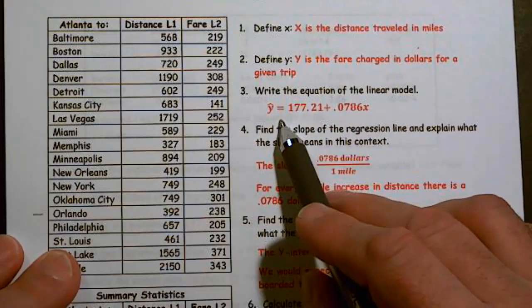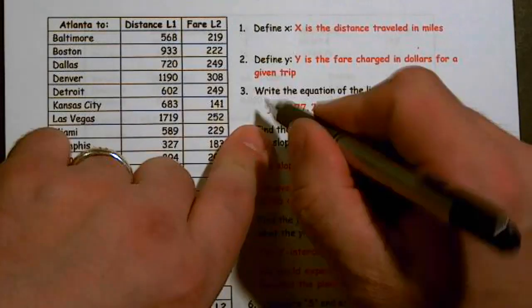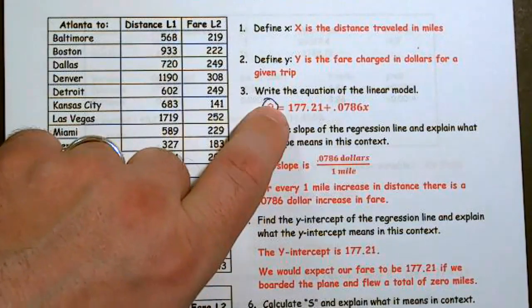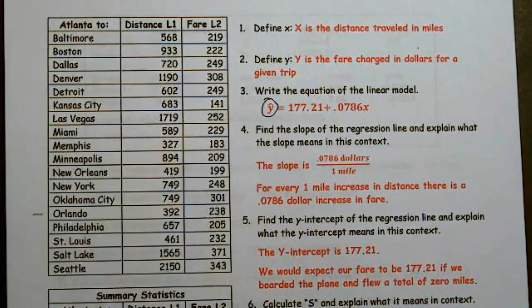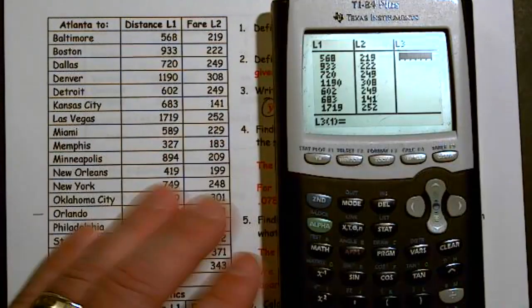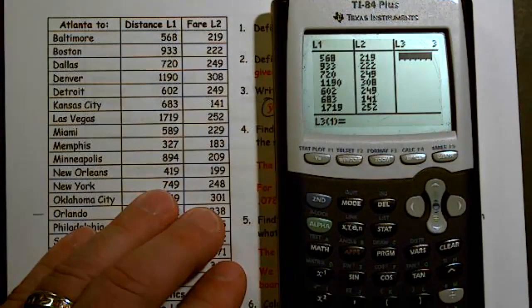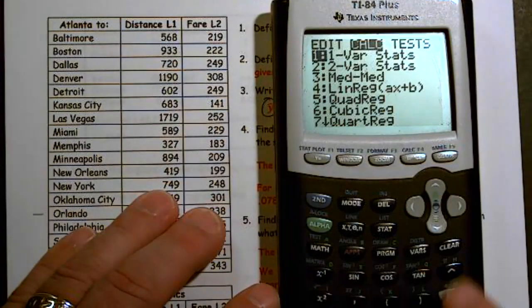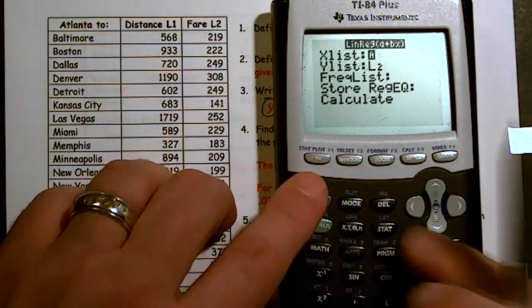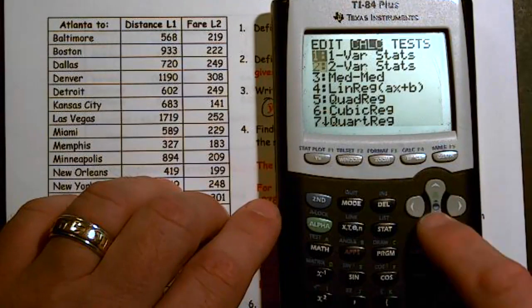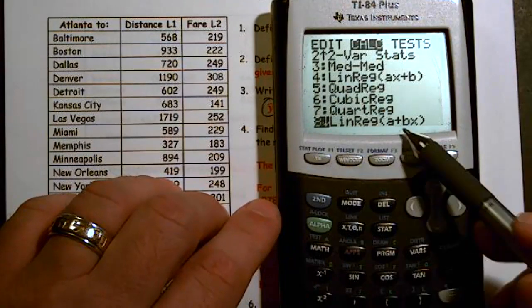Then it says write the equation of the linear model. Really important, this is a y hat, because it came from the sample. And you're like, well, how did we get that equation? Well, we did that earlier, but we did it very fast and we actually didn't write it down at that time. We're going to go to stat calc. I'm going to drop down to number 8, which is linear regression.